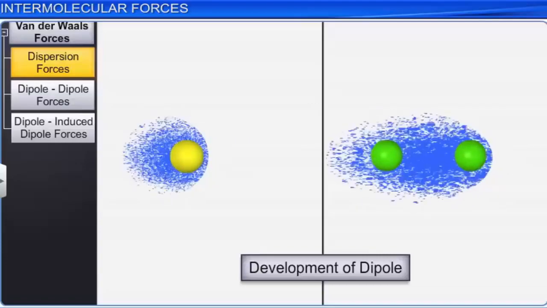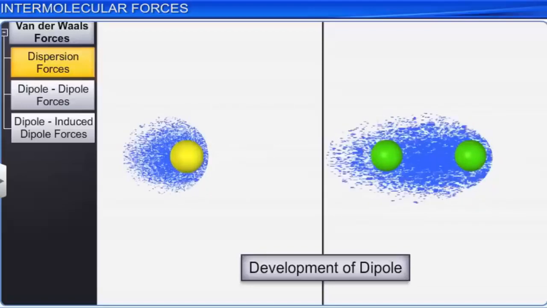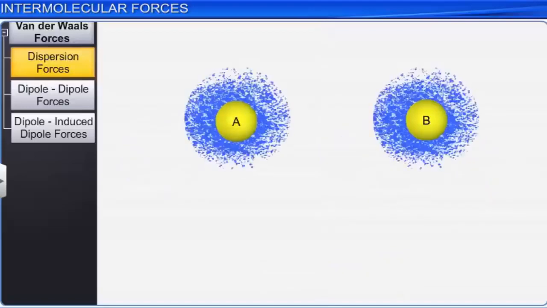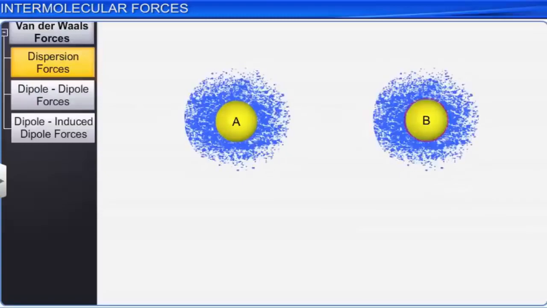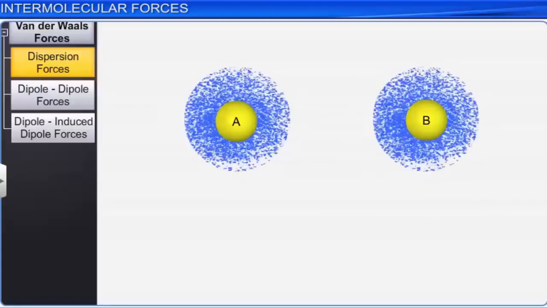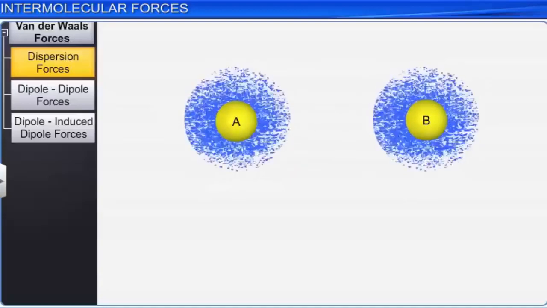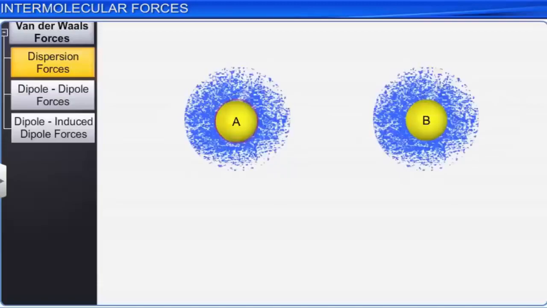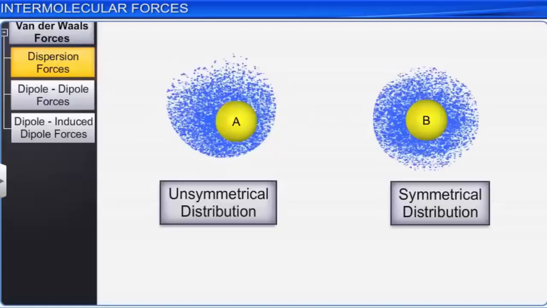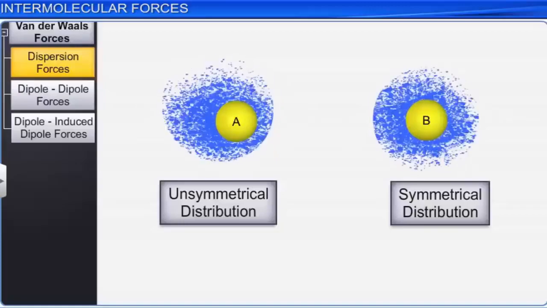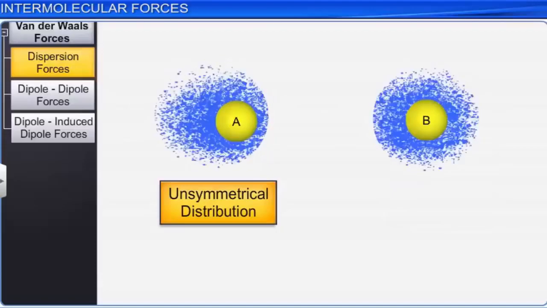Let's understand this through an example. Suppose we have two atoms labeled as A and B in close vicinity. For a moment, let's assume that the electron cloud distribution in atom A becomes unsymmetrical. That is, the electron cloud is more on one side than the other. Due to the unsymmetrical distribution of the electron cloud, an instantaneous dipole is developed on the atom A.